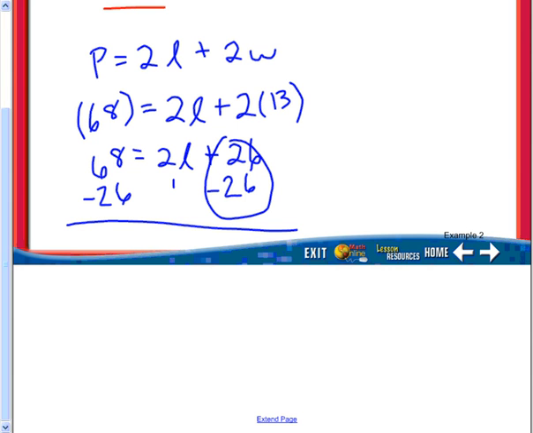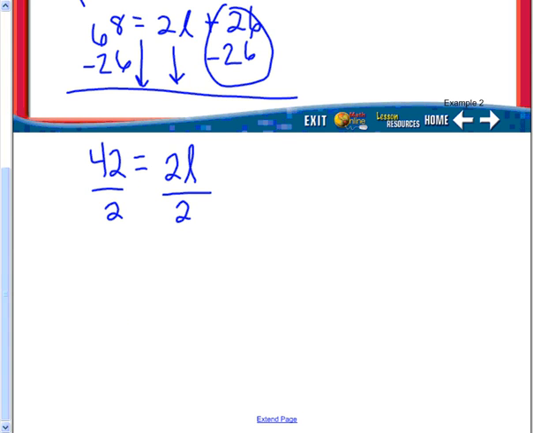26 minus 26 will give us 0. We can bring 2 times L down. Bring my equal sign down. And 68 minus 26 is 42. Step 3, get rid of multiplication or division to the side of the variable. So since I'm multiplying by 2, I will need to divide by 2 on both sides.